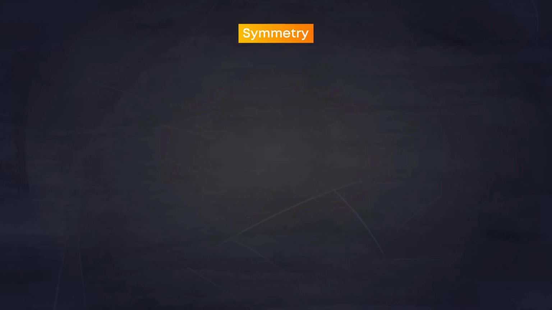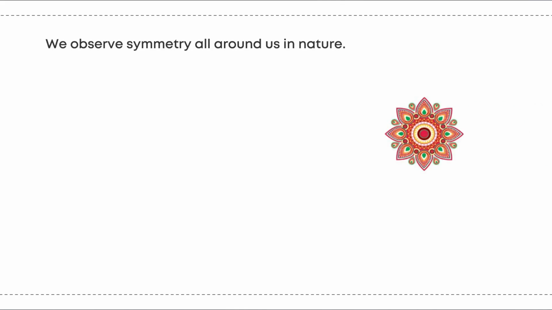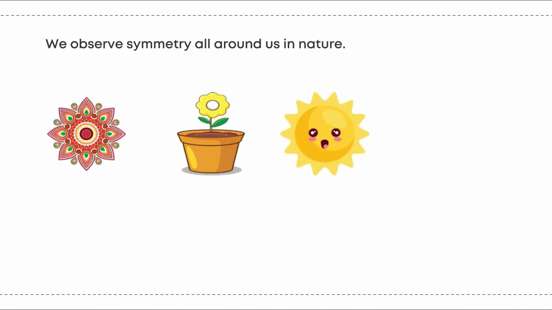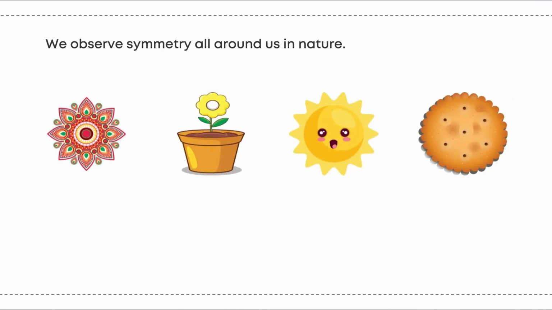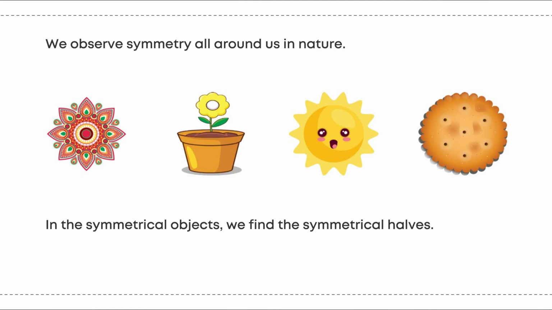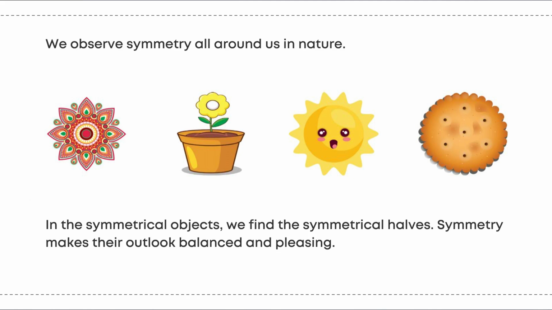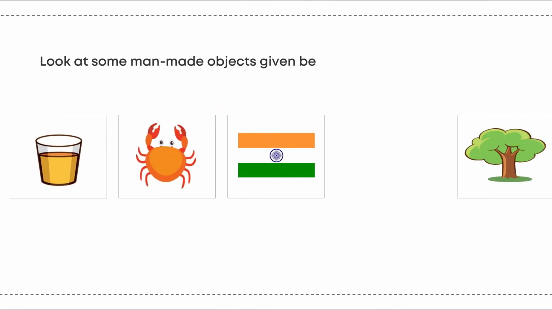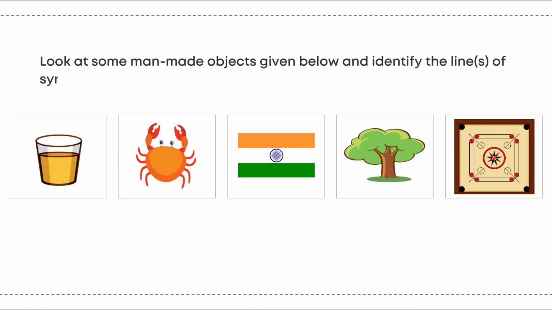Symmetry. We observe symmetry all around us in nature. In the symmetrical objects, we find the symmetrical halves. Symmetry makes their outlook balanced and pleasing. Look at some man-made objects given below and identify the lines of symmetry.